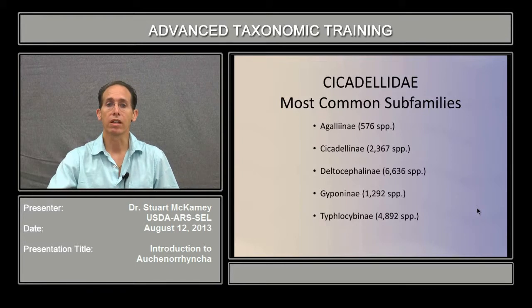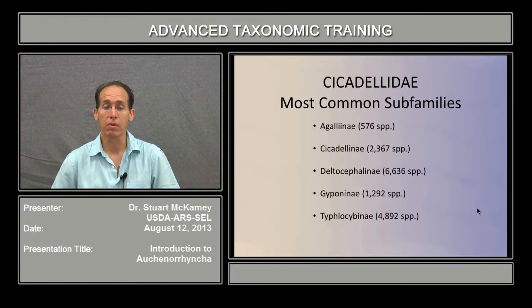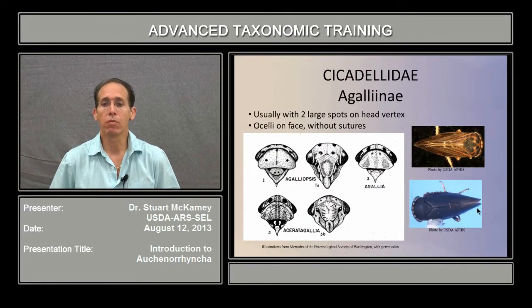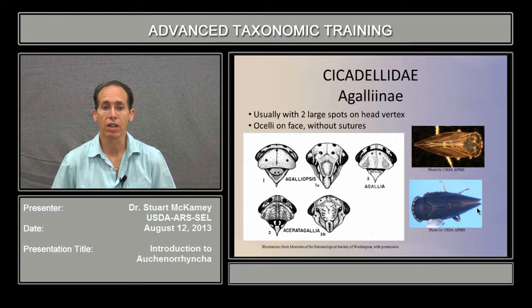Now we're going to look at the five most common subfamilies of leafhoppers, of Cicadellidae. These five subfamilies include over 15,000 species, which is 3/4 of all leafhoppers. First, the Agalliinae. Most of them are easily recognizable because they have two large spots on the head or pronotum. And the ocelli are on the face, here and here, not visible from dorsal view, and not connected by any facial sutures.